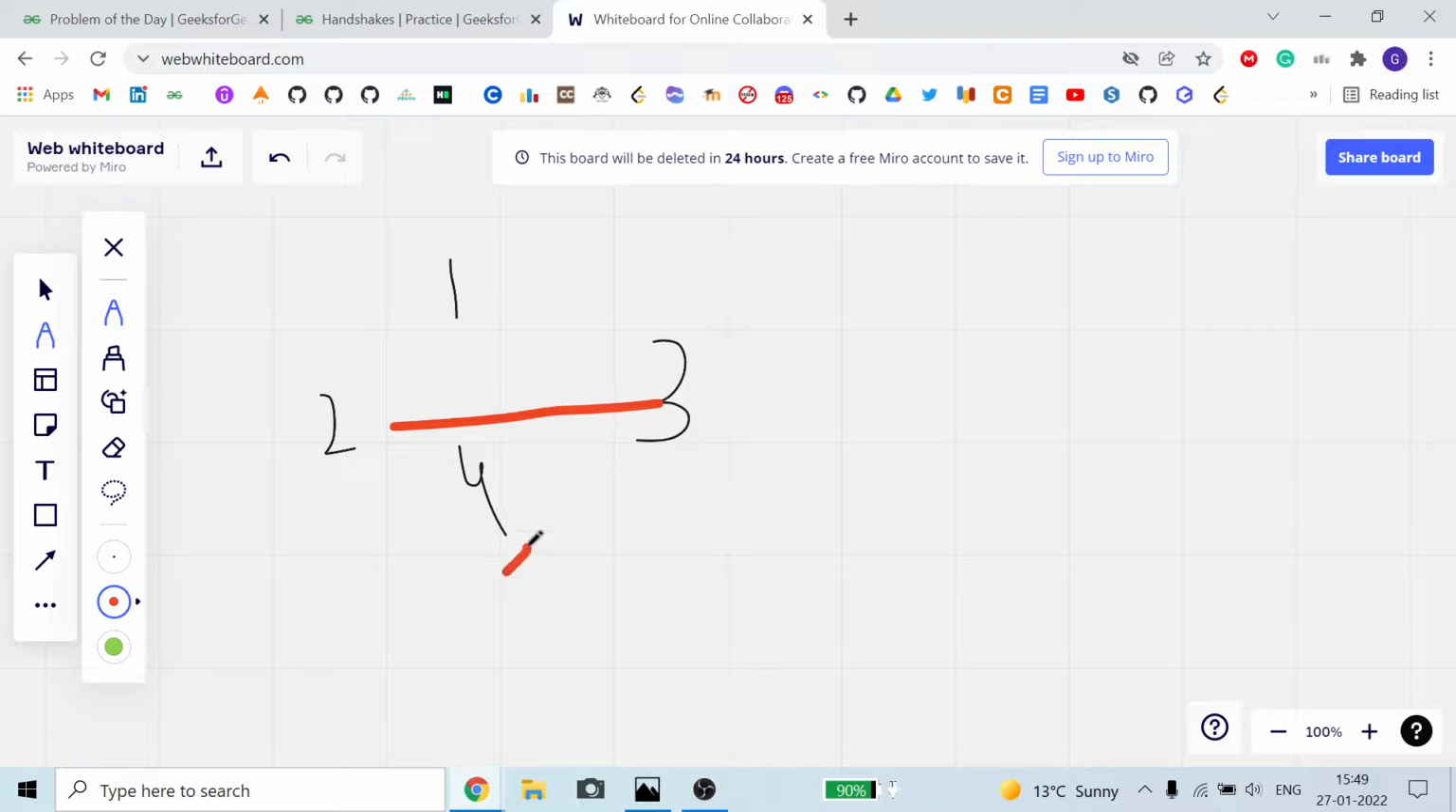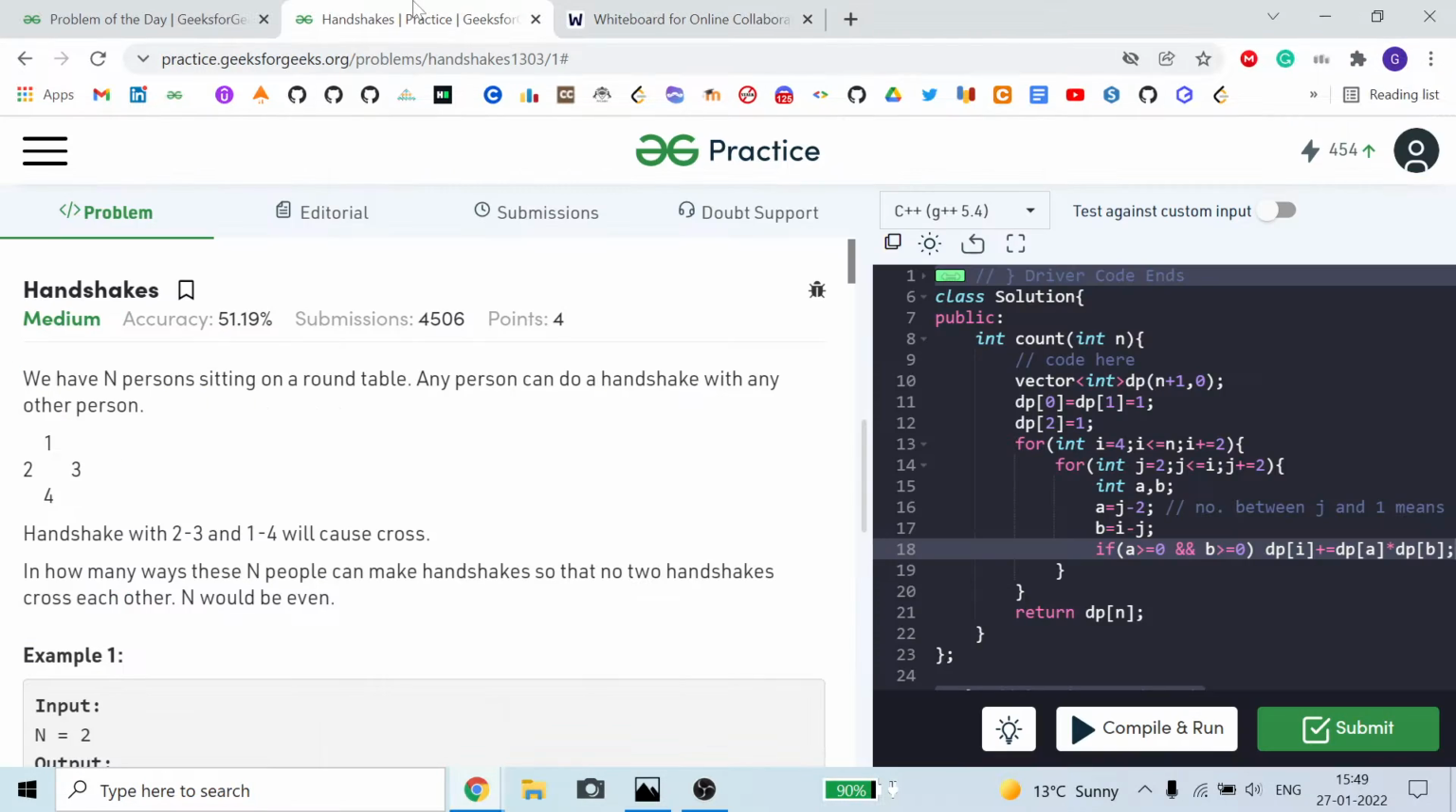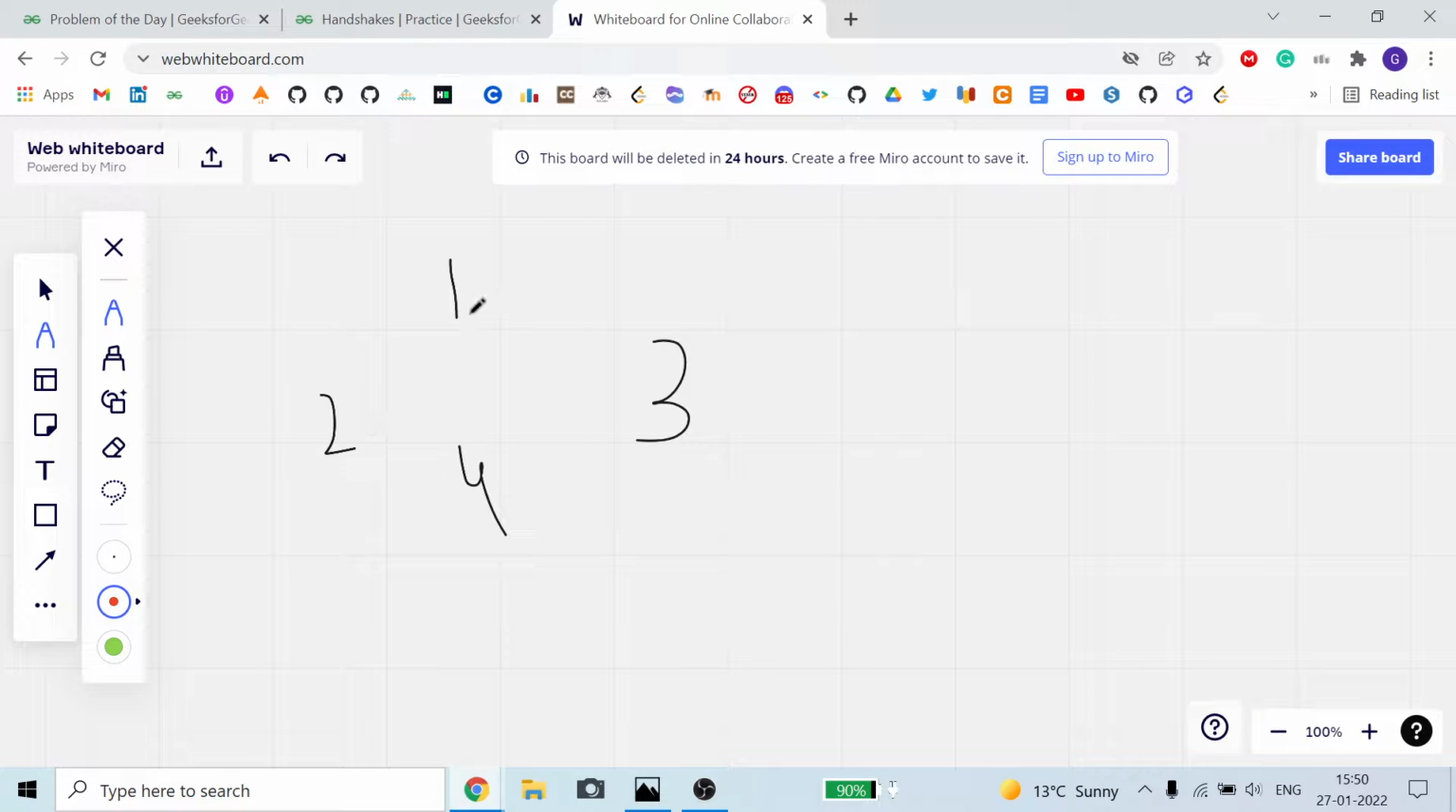So two of the persons will remain unhandshaken in each case. That's why we are saying 2 and 4 and 1 and 4 will cause a cross. So we have to count all the ways so that all the n persons can handshake, but they don't cross each other.